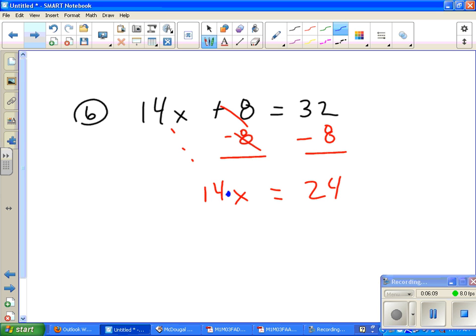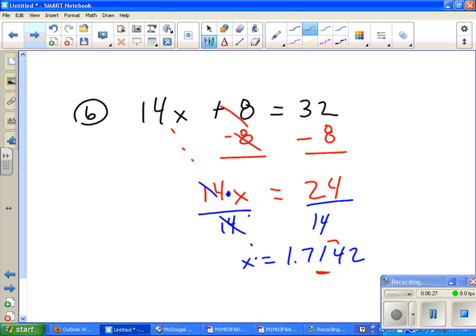Do the inverse of times 14 and divide by 14. Cancel them out, leave you with just x. Divide the left by 14, you got to divide the right by 14, and x equals 1.7142. Again, we're just interested in the hundredths place, so that's a 1.